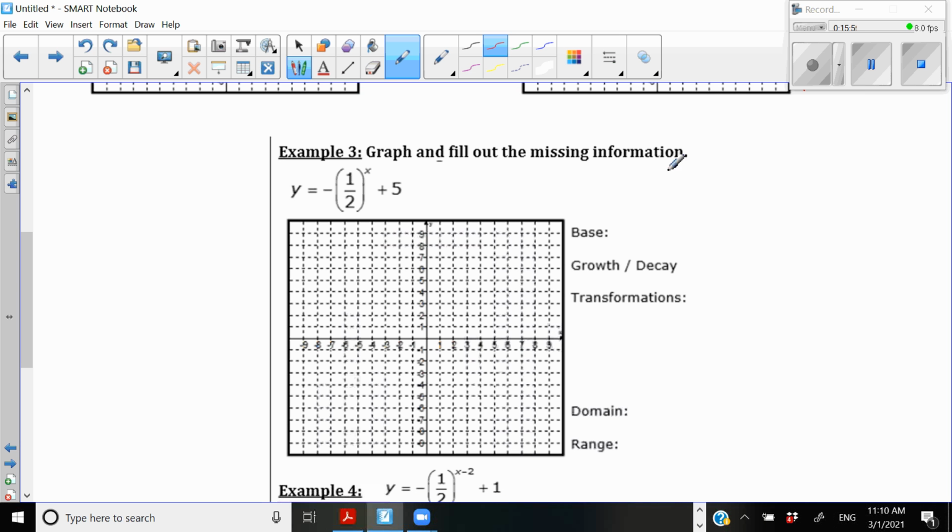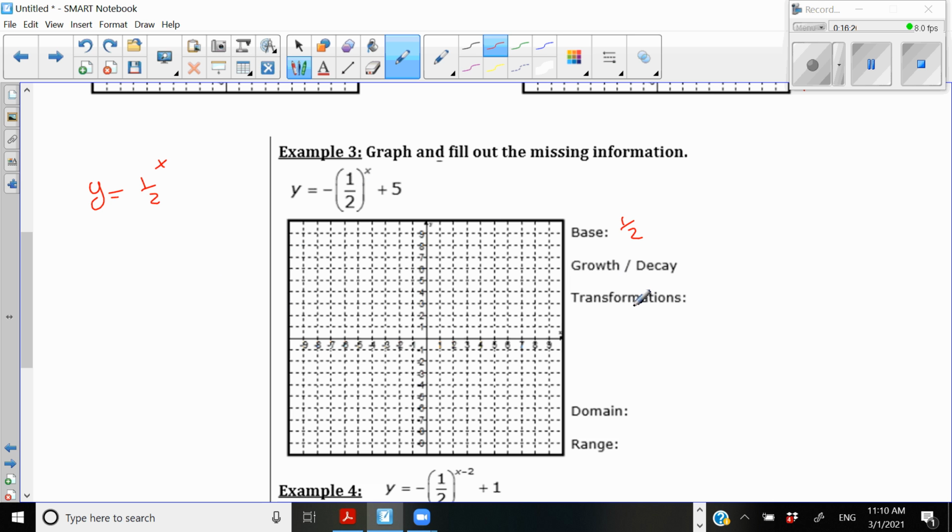Okay, now let's work on the next example. On this example, again, we want to graph and fill out the missing information. The function is negative 1 over 2 to the power of x plus 5. So what is our parent function? Just take the base, which is 1 over 2, and the x. This is our parent function. So what is our base? It's 1 over 2.